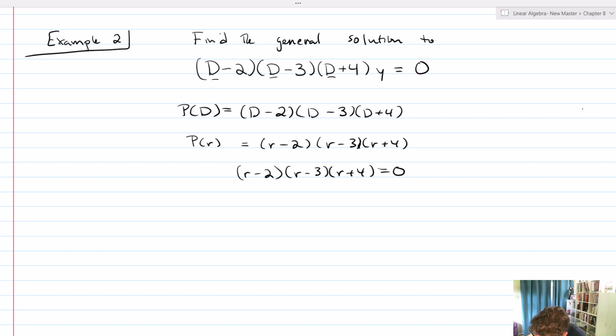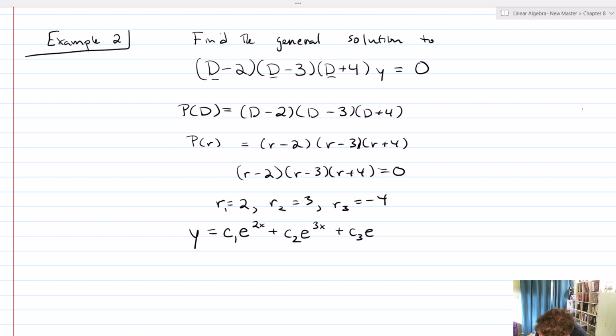So we solve that, and we get r1 equals 2, r2 equals 3, and r3 equals negative 4. So my solution is going to be y equals, and we'll write it as c1 e to the 2x plus c2 e to the 3x plus c3 e to the negative 4x. And that's the solution to the differential equation.